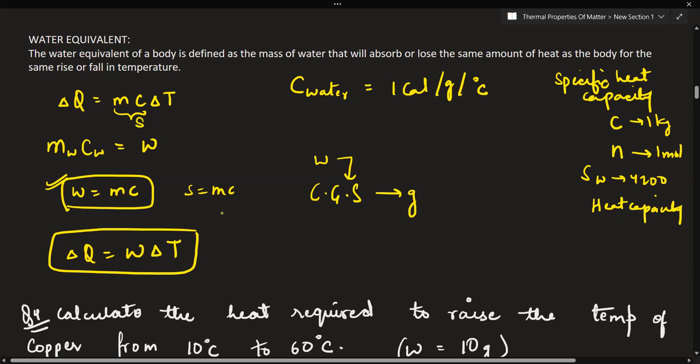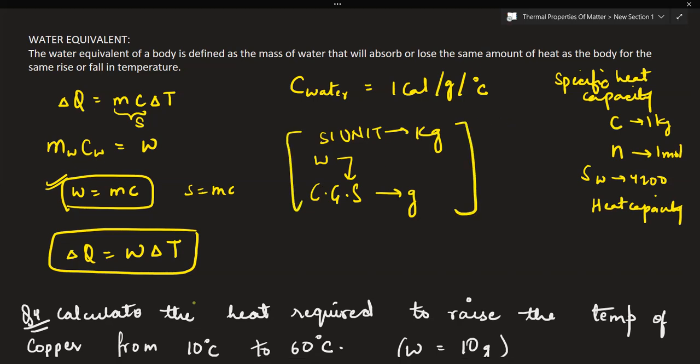And just remember one thing in this case. Water equivalent of a body is measured in kg in the SI units, and it is measured in gram in the CGS units. You have to just remember this because this is something different. Is this clear? Let's do a numerical that will make it clear.